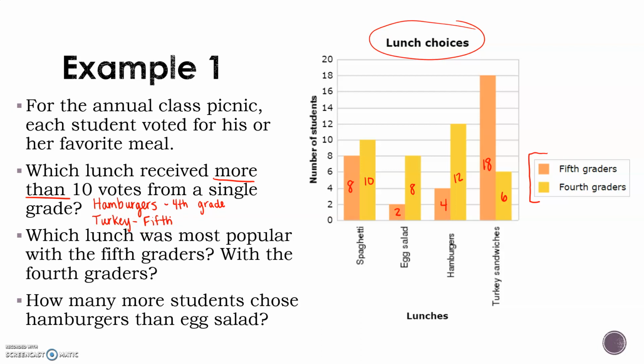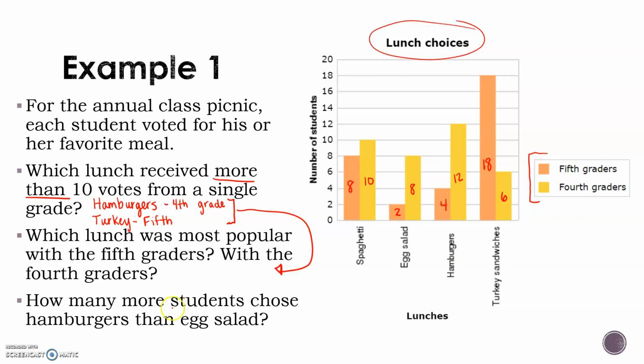Now, it says which lunch was most popular with the 5th graders and with the 4th graders. And actually, we can say it was both of these. These two answers match what we have here. The most popular means had the most votes. So for the 5th graders, it would have been turkey sandwiches. For the 4th graders, it would have been hamburgers.